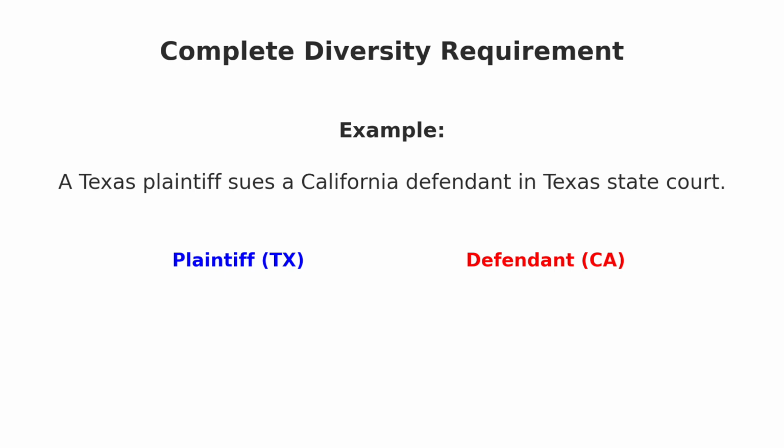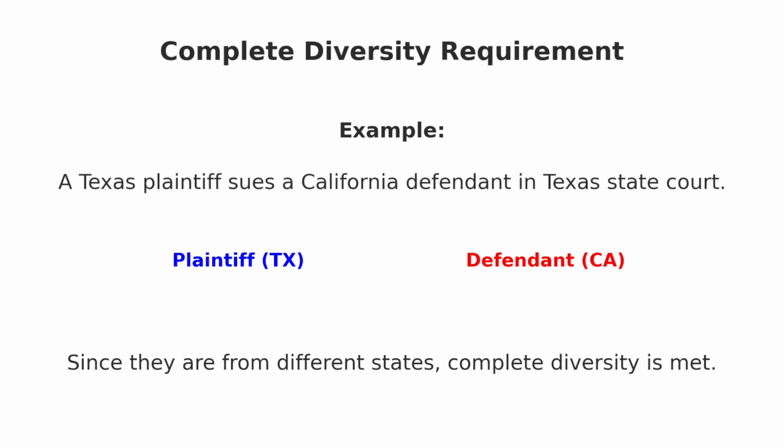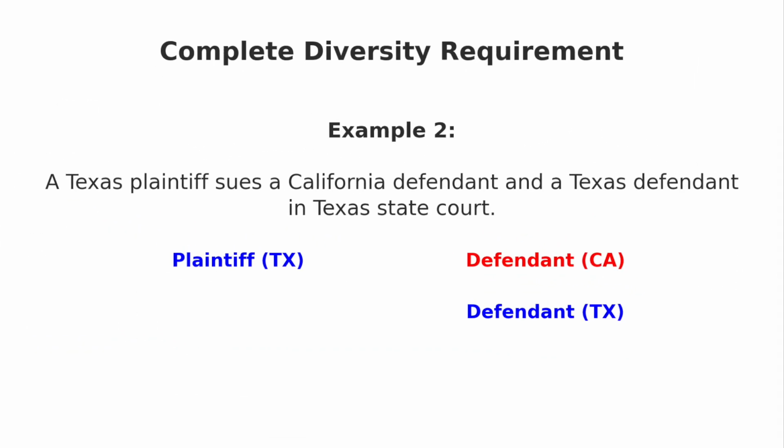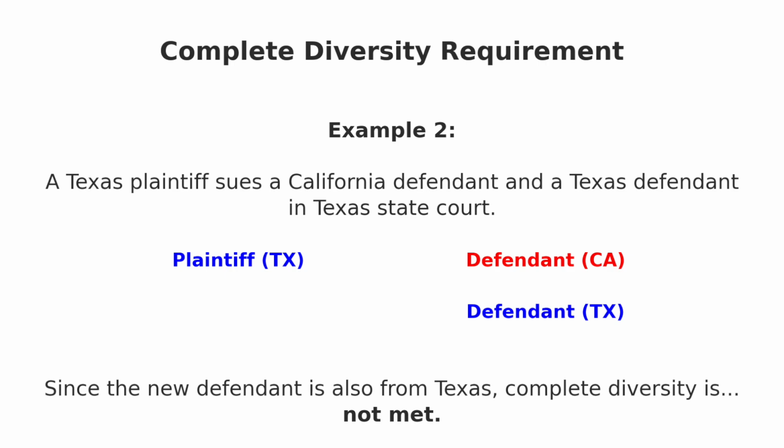One crucial rule is the idea of complete diversity. What that means is that no plaintiff can be from the same state as any defendant. For example, if you've got a Texan suing a Californian, boom, we've got diversity. But if that Texan also sues another Texan, we lose complete diversity, and that lawsuit would likely need to be filed in state court. So it's an all or nothing deal. Pretty much, yeah. No exception. Courts have generally taken a really strict approach to complete diversity.